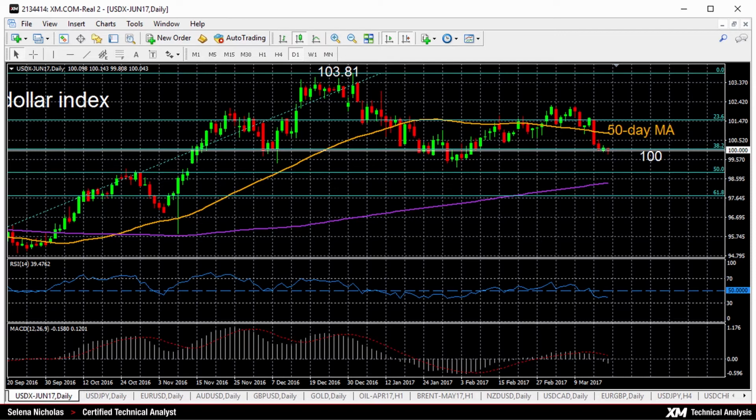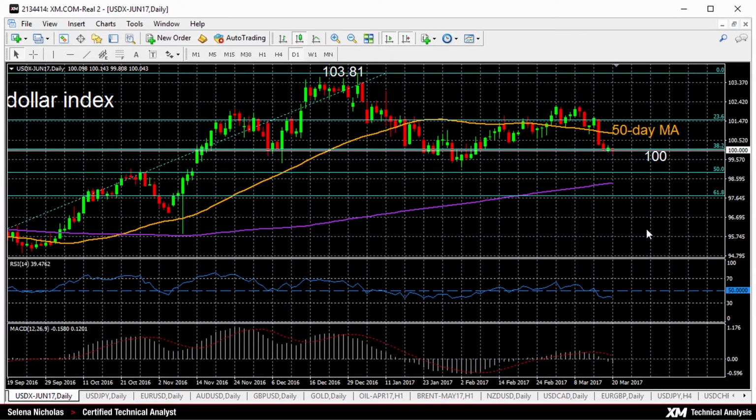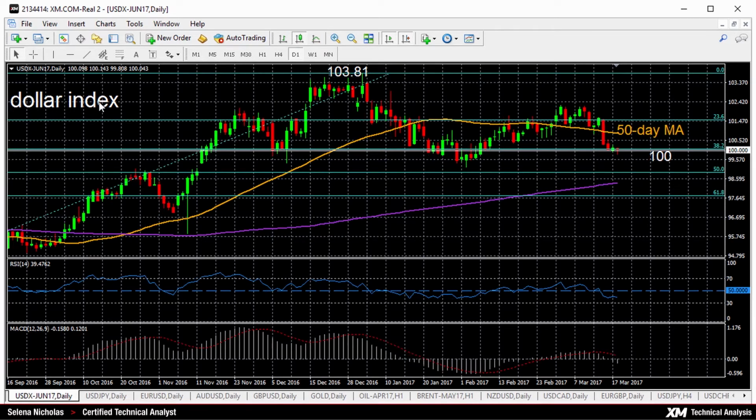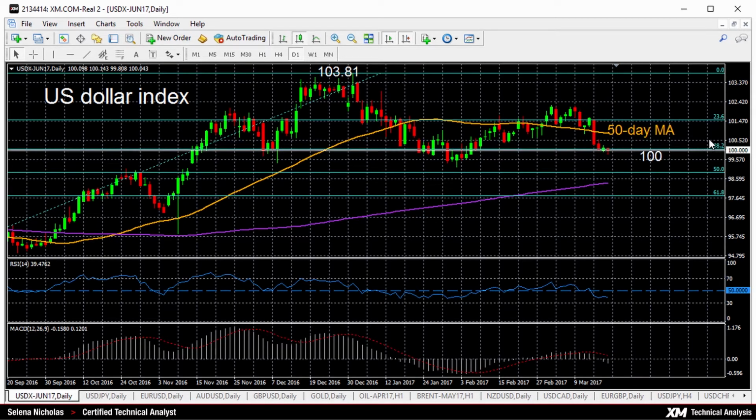We'll look at various currency pairs. We'll start first with the dollar index on the daily chart. We can see that the US dollar index fell sharply last week below the 50-day moving average. It also fell below the key 101 level. It's now challenging a critical area, the 100 level.